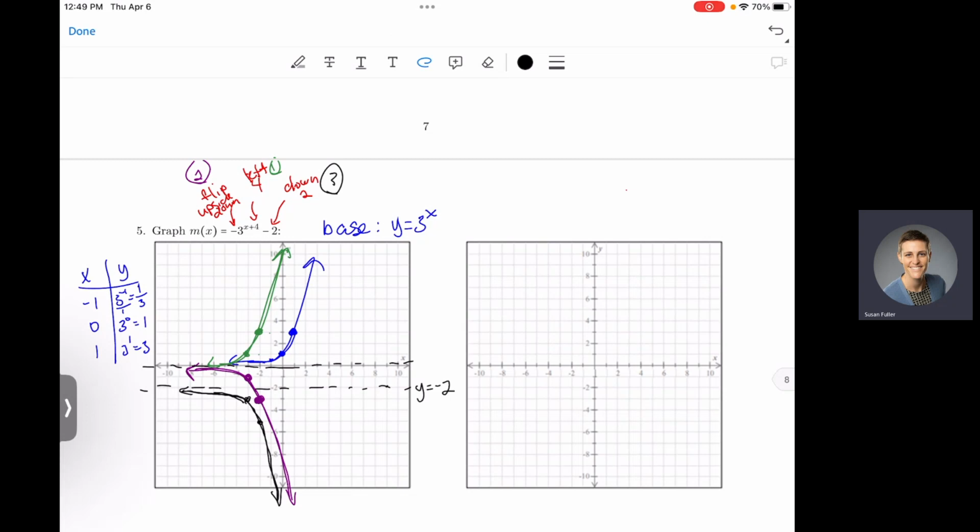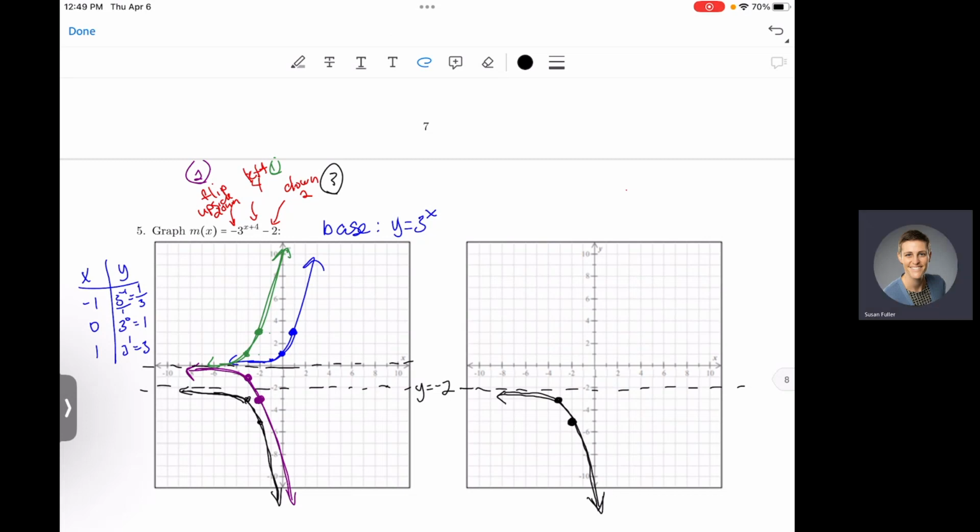So then I'll put a nicer graph here on this clean one for my final answer. I had -3, -3, and -2. Those were my points that I ended up with here. And that's where it went. Okay, there is my final graph of negative 3 to the x plus 4, minus 2.